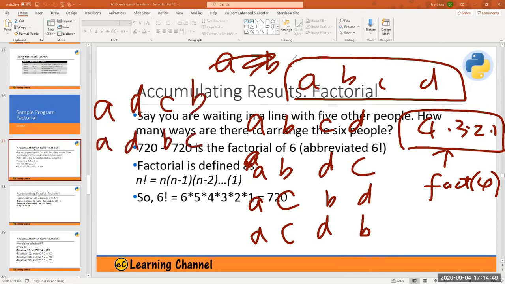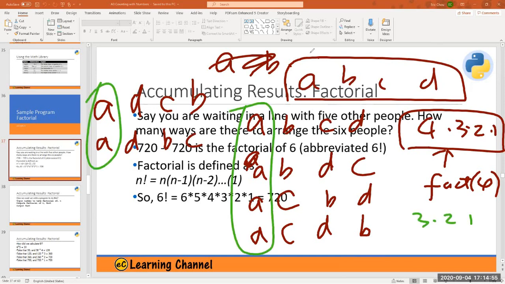So this is the A part. For the next position you have 3 times 2 times 1, right? And totally you have 4 letters: A, B, C, D. So totally 4 times 3 times 2 times 1. Is that okay? This is called the permutation number.